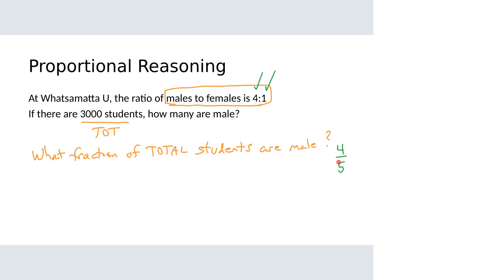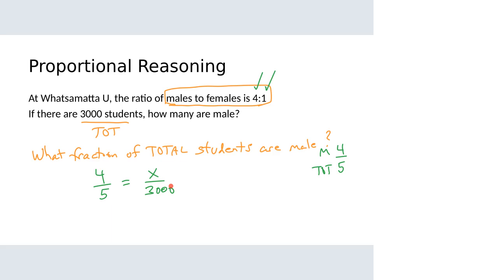Now, because we have something that relates males to the total, now we can set up a proportion. And we can say, okay, 4 out of every 5 students are male. So how many male students are there out of the total number of students?